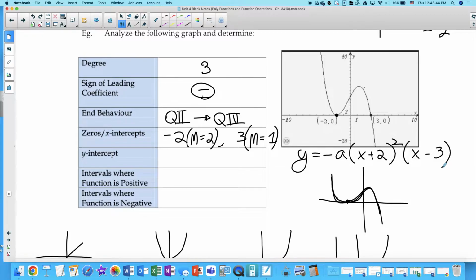Okay. Y-intercept. What is the y-intercept? 1, 2, 3, 4, 5, 6. Yes. Okay. Now, in fact, you can use the y-intercept to figure out what that a value is, but we'll do that later. Okay. Now, the reason why we don't see it as a constant is because this is in factored form.